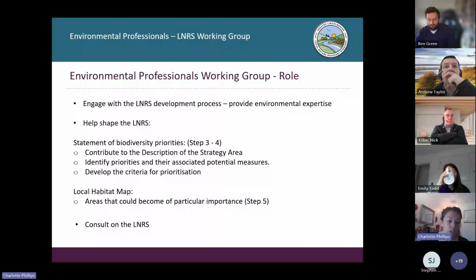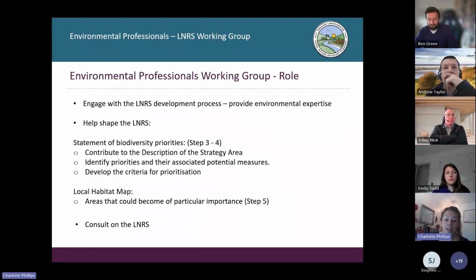So we're looking for you to be able to contribute to the description of the strategy area. This breaks down what we need to do in those steps. We have to have a description of the strategy area, and we would like you involved in that part. Identifying priorities and their associated potential measures. So what habitats and species are we going to prioritise, and what can we do to improve those habitats or increase population sizes, ranges, etc.